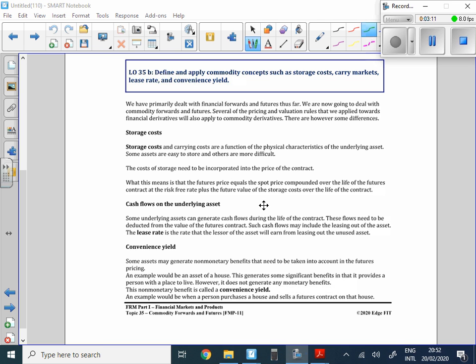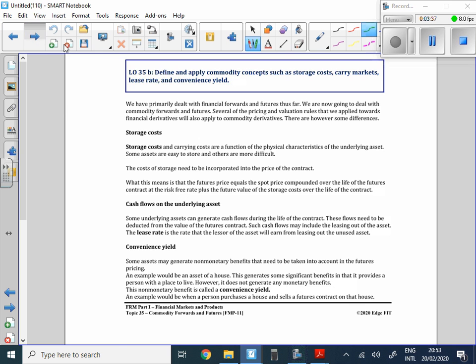You happy with that? So lease rates: anytime the other party gets a benefit or there's some kind of a gain, that must be deducted from the cost, while storage costs are added. Added gains must be deducted, just like with dividends; we saw the same concept applies. What's a convenience yield? This is a very important one, guys. Some assets generate non-monetary benefits, called a convenience yield.